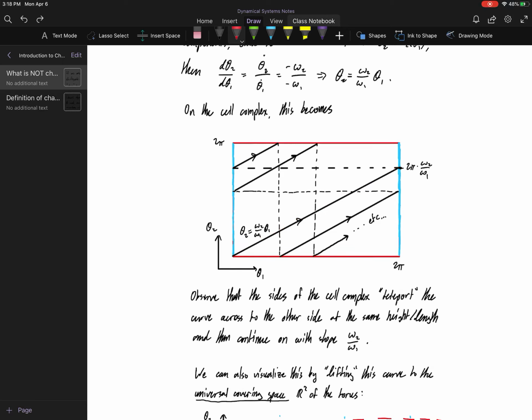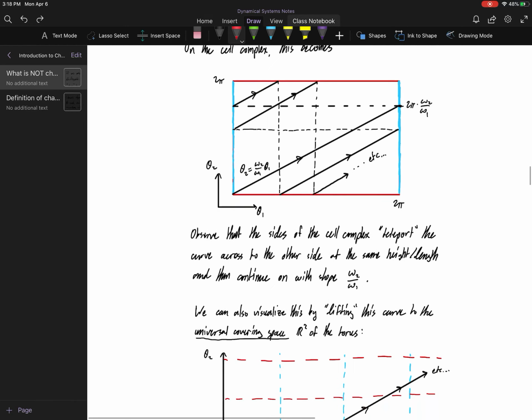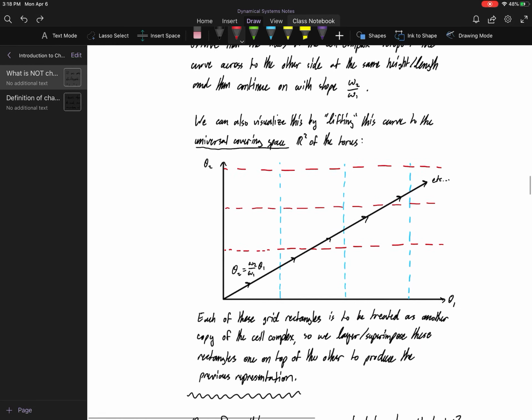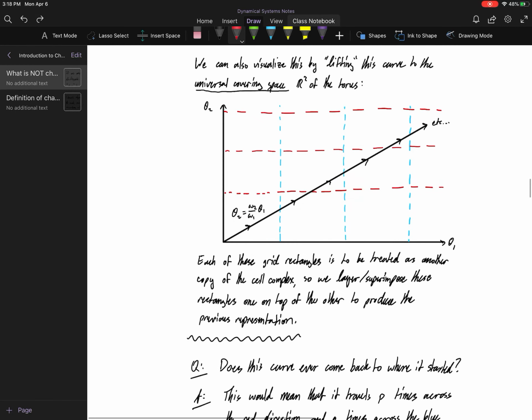And this is exactly how we visualize what's happening on the torus: we just keep teleporting from one side of the rectangle to the other. And we can continue this ad infinitum. So observe that the sides of the cell complex are kind of like little portals, and that this black curve, theta 2 equals omega 2 over omega 1 times theta 1, is just a line with a slope of omega 2 over omega 1.